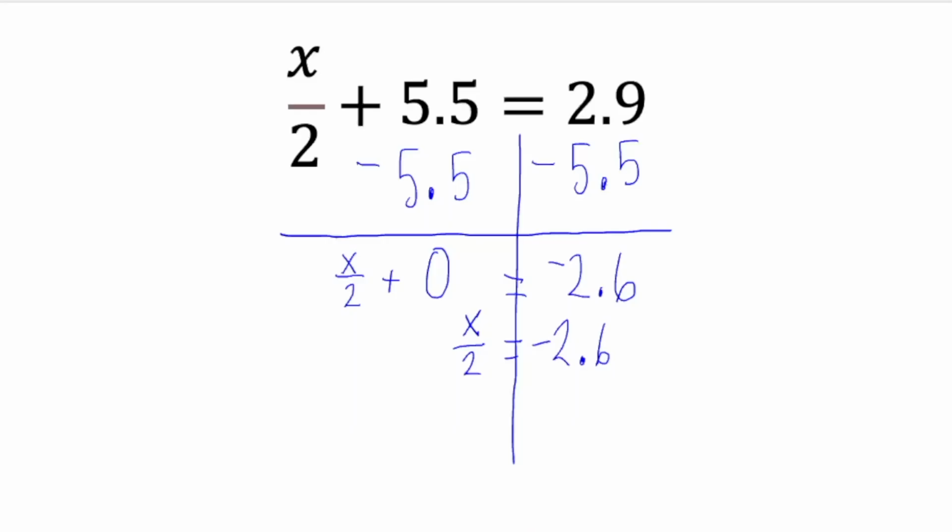Next, multiply 2 to both sides of the equation. x is divided by 2. The inverse operation of division is multiplication. 2 multiplied by x divided by 2 equals 1x. Negative 2.6 multiplied by 2 equals negative 5.2.